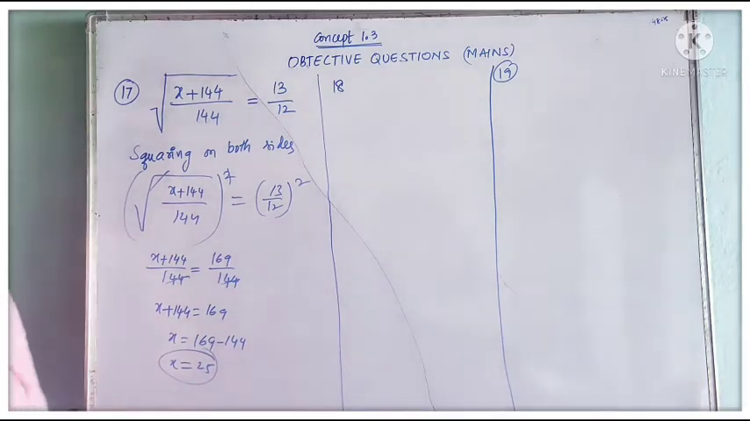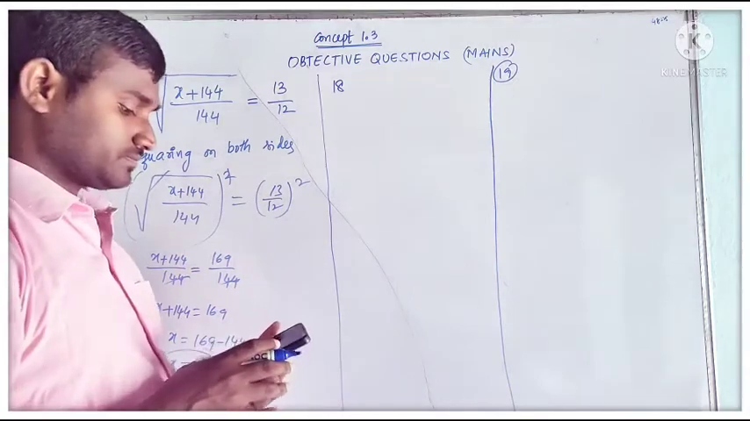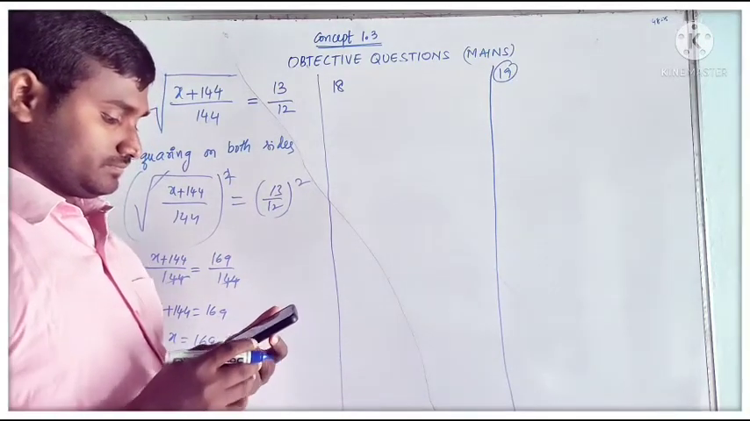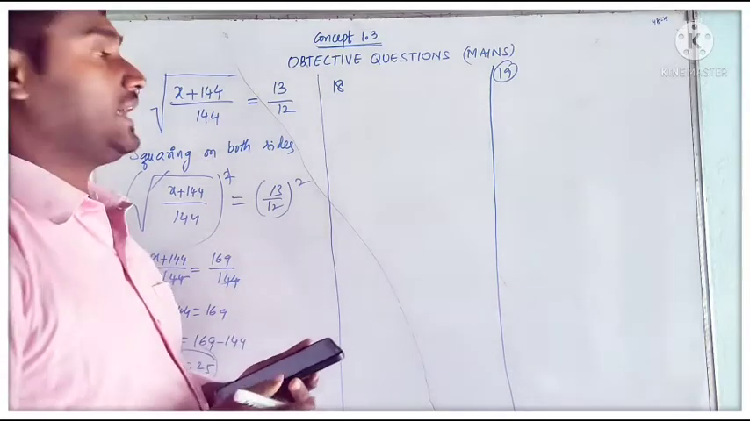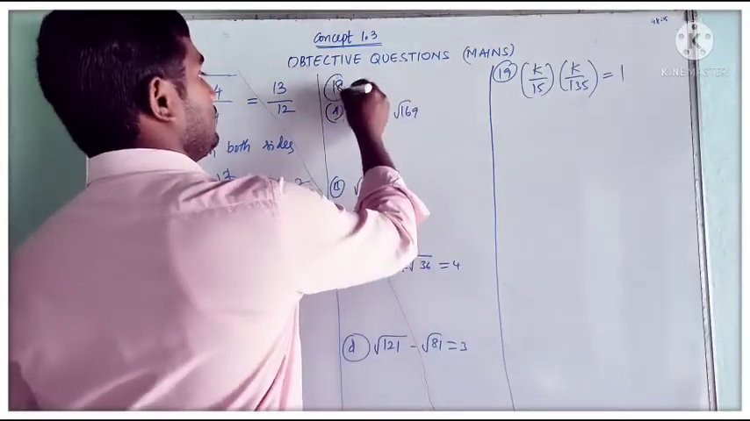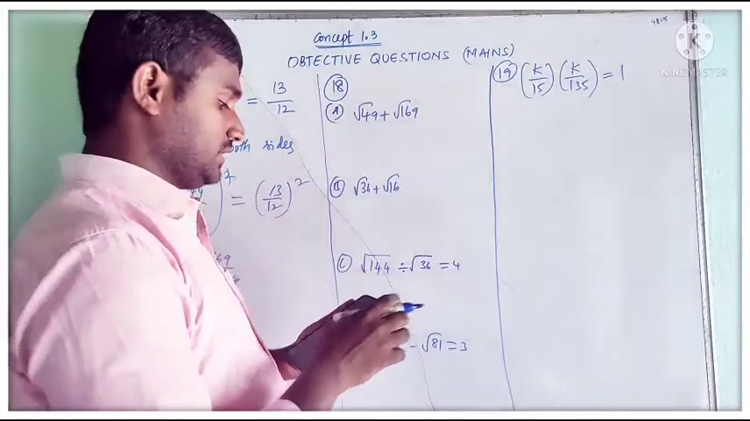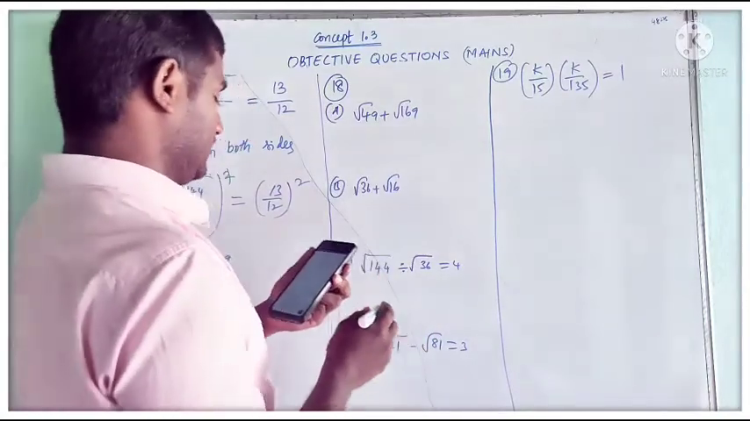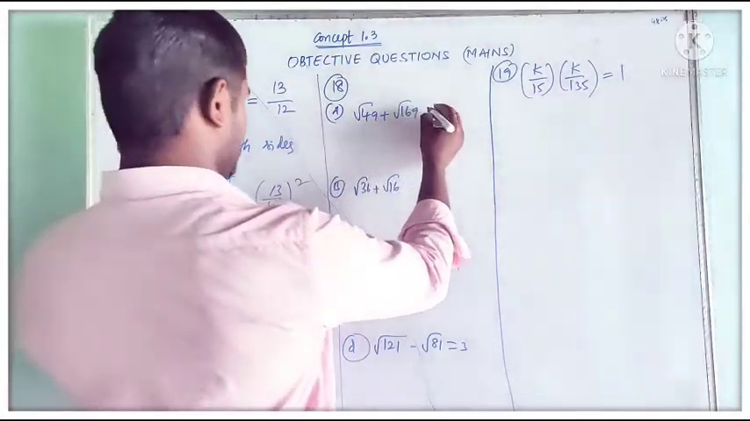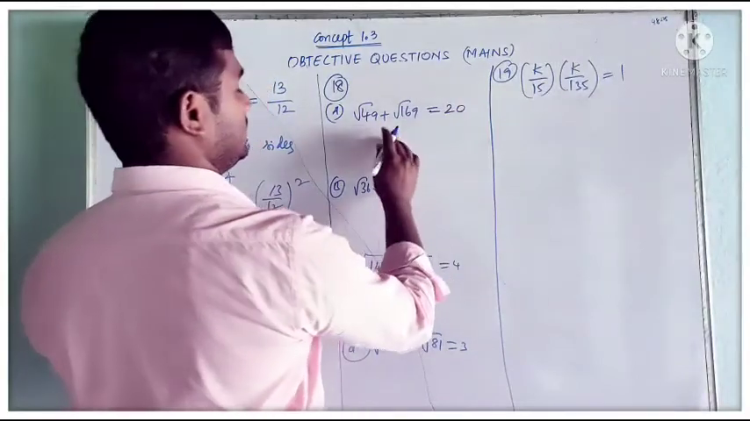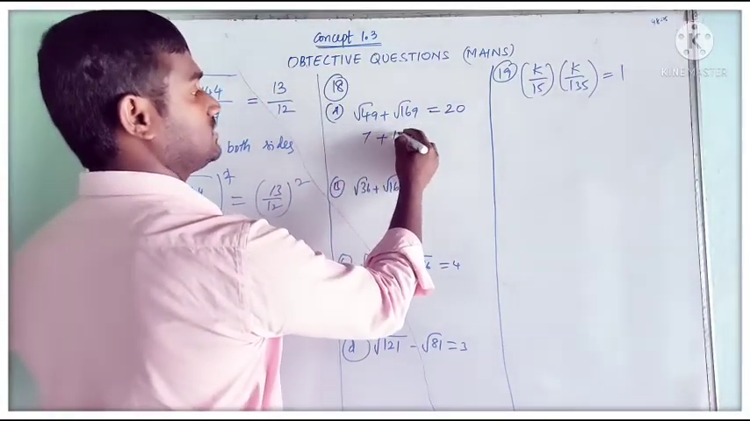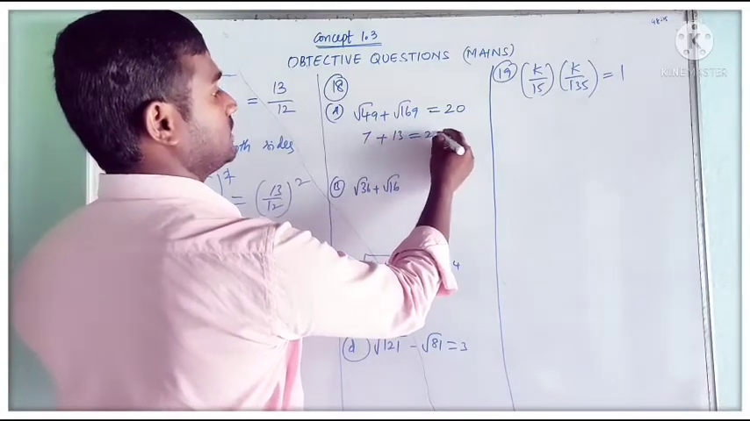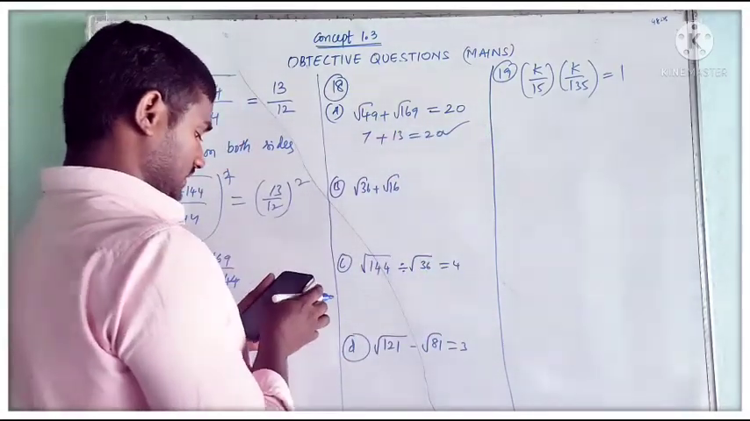Yes. So next question, the 18th question. Which of the following are true, they said. For the 18th question, we have option A: root 49 plus root 169 equals 20, they said. Whether it is true or false. Root 49 value is how much? 7. Root 169 value is 13. 7 plus 13 equals 20. It is true.